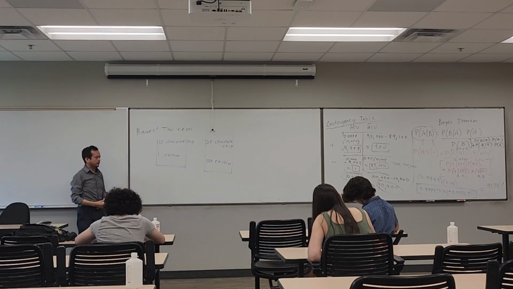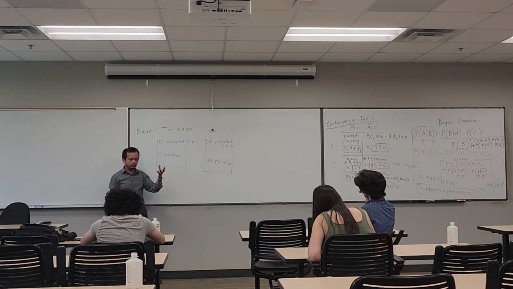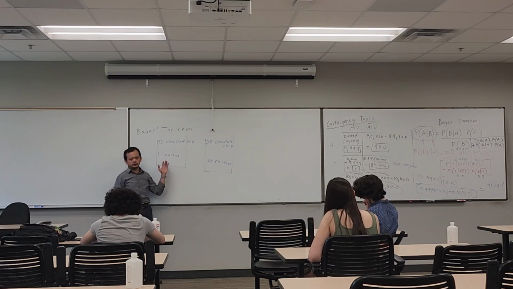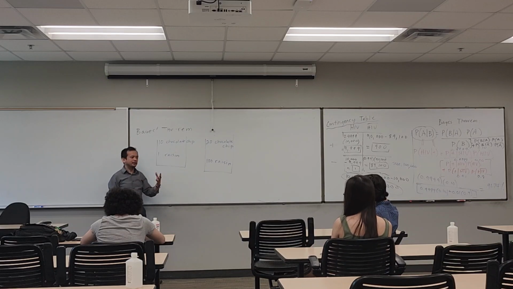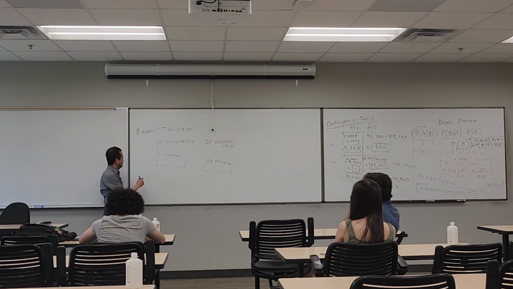So the question is, let's say that you reach out in front of you and you happen to grab a cookie, you don't know which jar it came from, and you bite into it and you notice that it's a chocolate chip cookie. So the question is, what's the probability that that chocolate chip cookie came from jar 1?